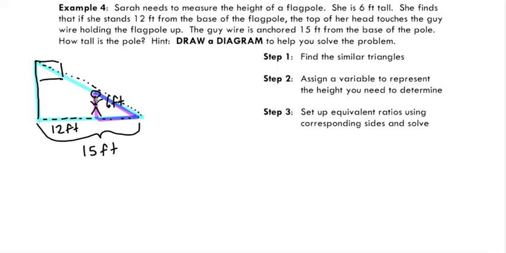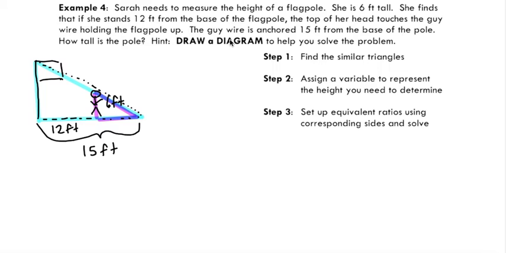Okay, and I could show that they're similar because we can assume that the pole and Sarah create a 90-degree angle with the ground. And we know that they share this angle in the corner, so that means their third angle is similar as well, or is the same as well. So we know that these triangles are similar.